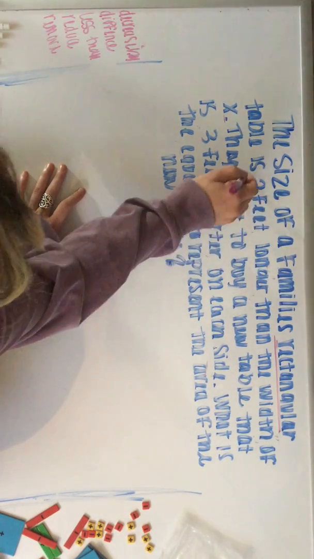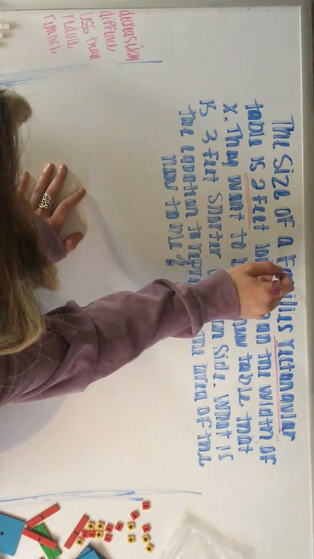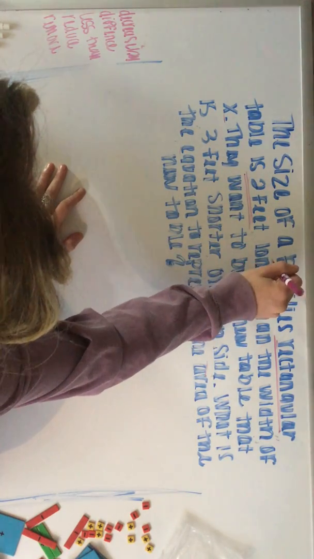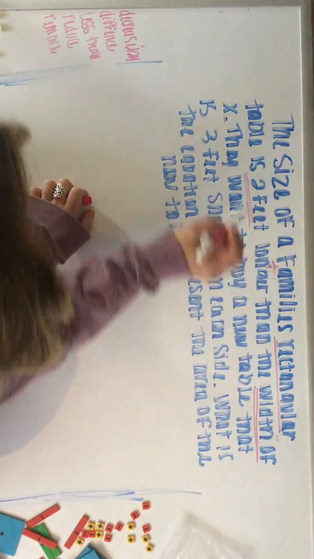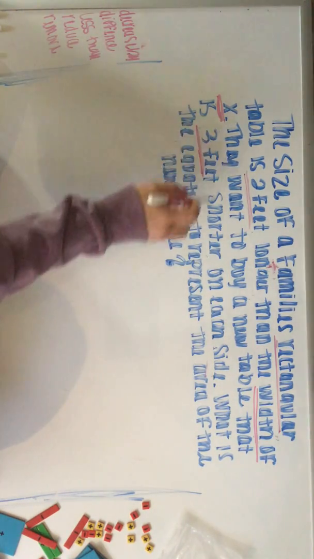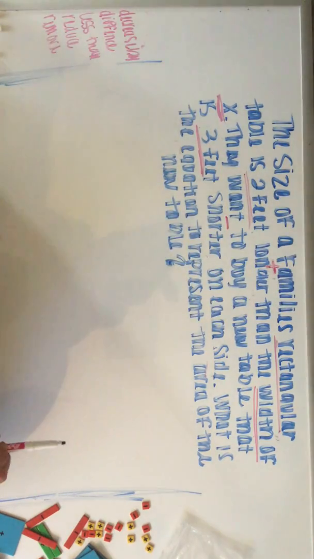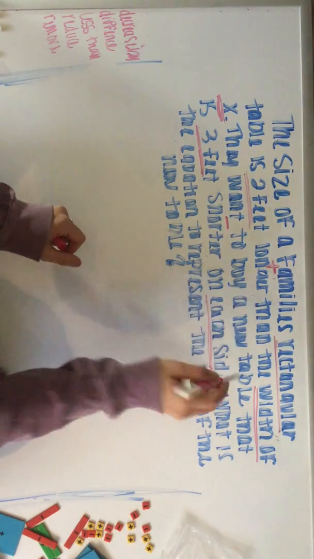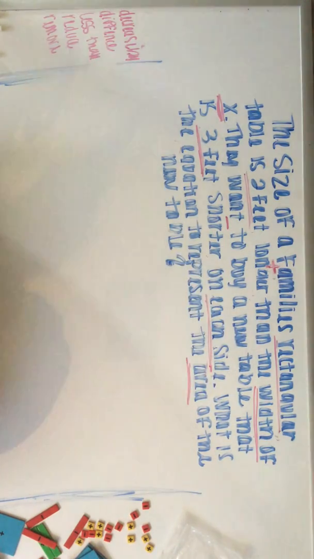The table is 2 feet longer. Longer meaning to add. Then the width of x, so you know that the other side is just x. They want to buy a new table that is 3 feet shorter, so 3 feet shorter, meaning to subtract, on each side. What is the equation to represent the area of the new table?